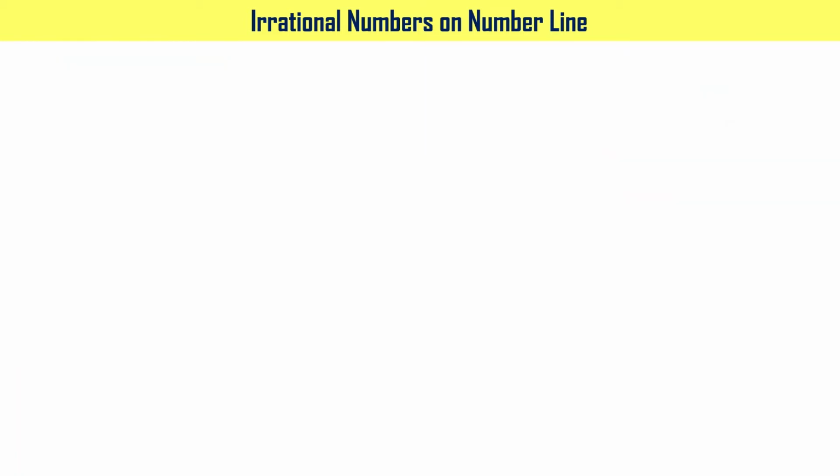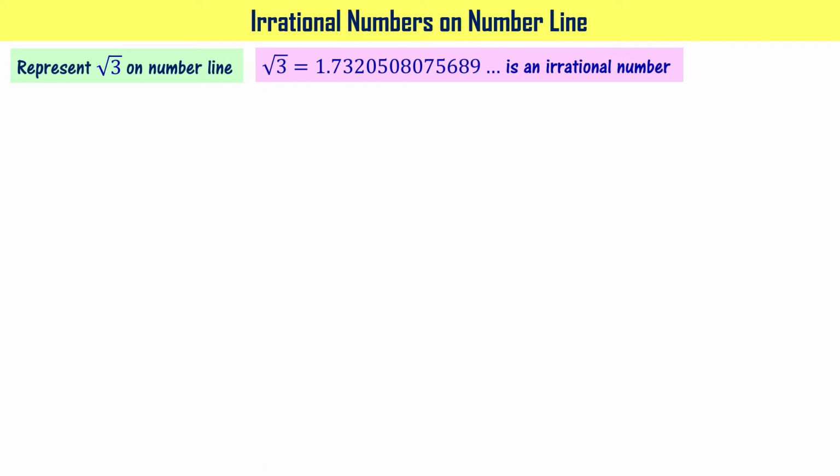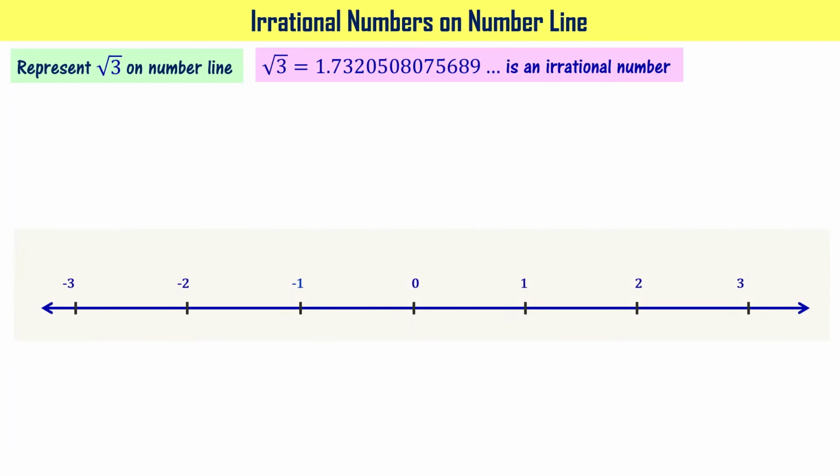Let's do a similar exercise for another irrational number. Let's represent root 3 on the number line. Root 3 is also an irrational number because the decimal expansion is non-terminating and non-recurring for root 3, right? Let's take a number line. Since root 3 is 1.732 and so on, it is going to lie between 1 and 2, right? That's why you need to have at least your number line up to 2. You can take it from 0, fine.